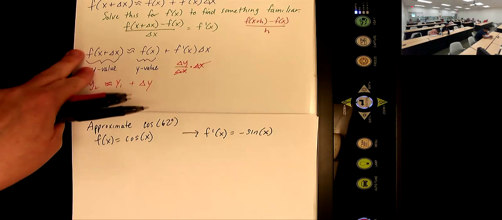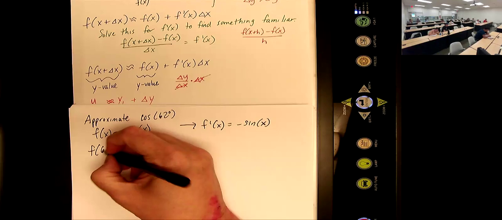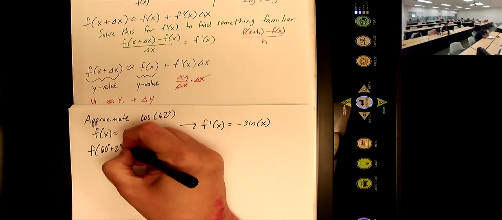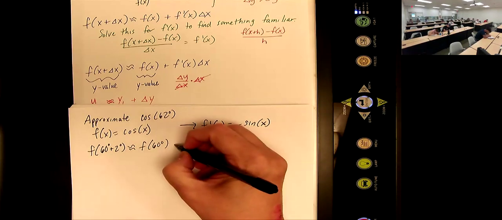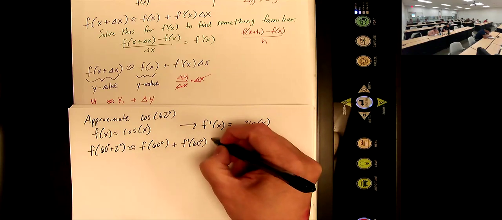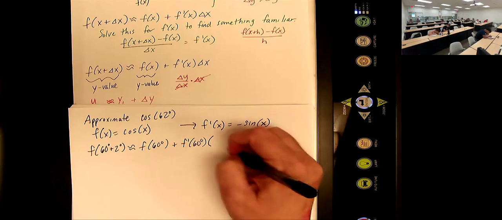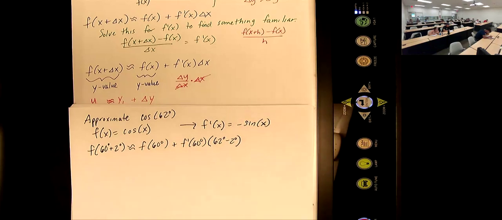We're looking at this formula right here. We're trying to find f of 62 degrees, which is 60 plus 2. We're gonna approximate that as f of 60 degrees plus f prime of 60 degrees times delta x. And delta x is the change in x values. Let's approximate it with 60 degrees, which we know well. Yeah, we just had cosine 60 a second ago.